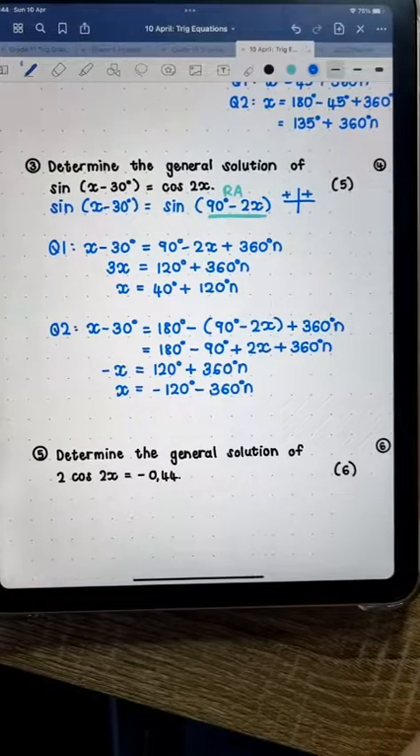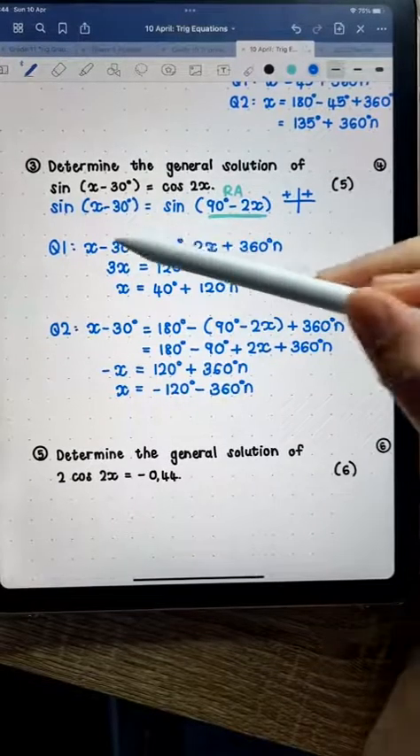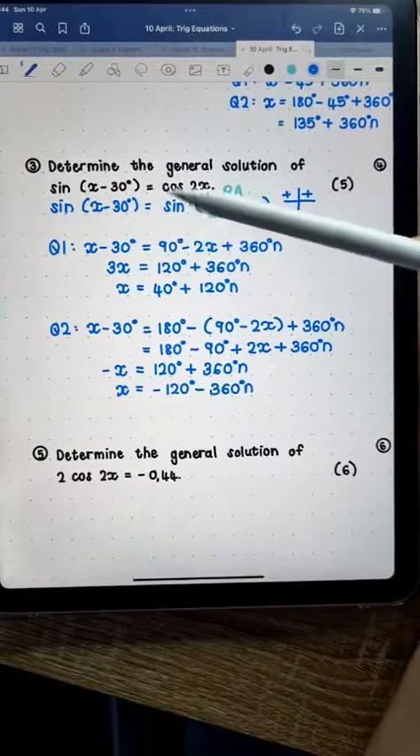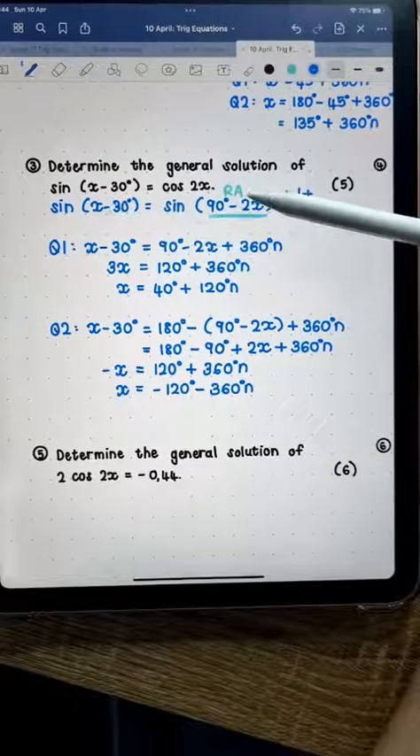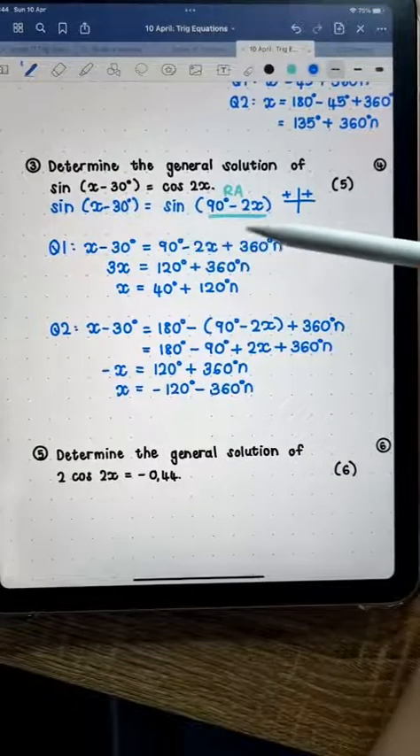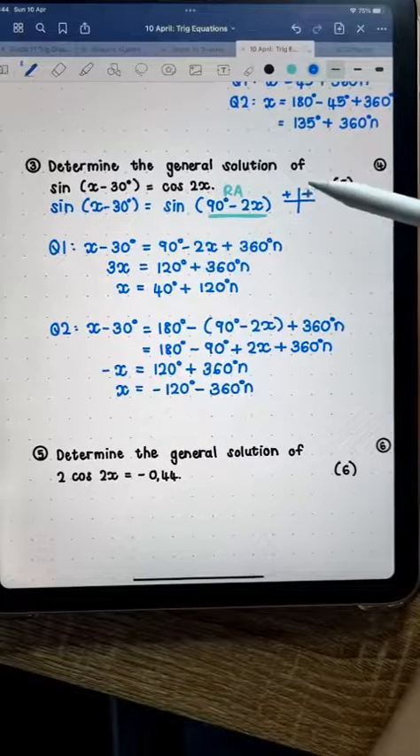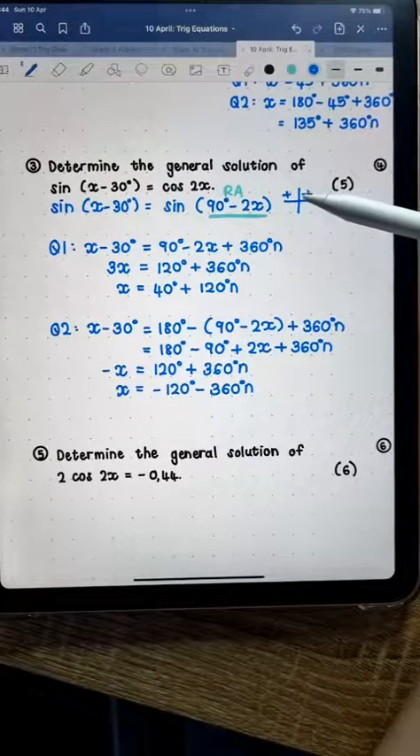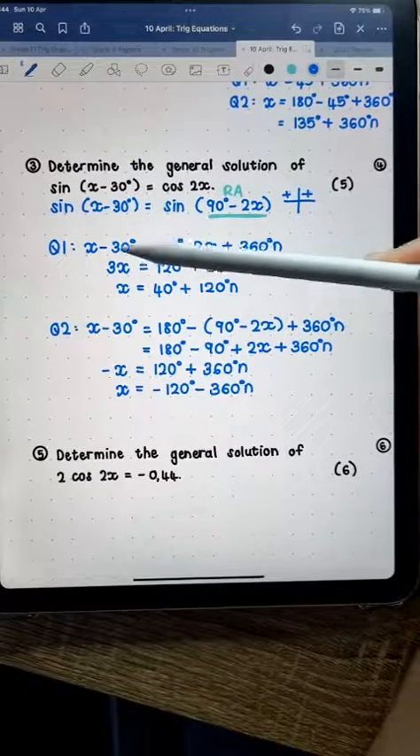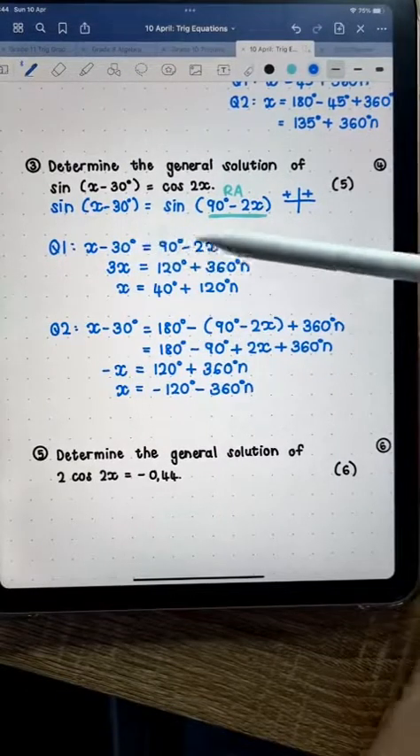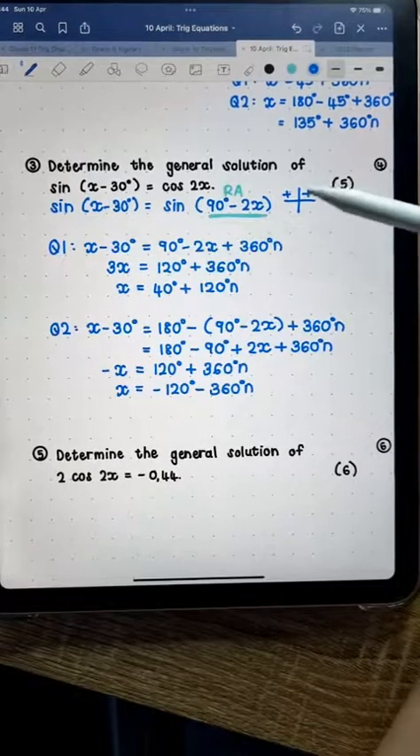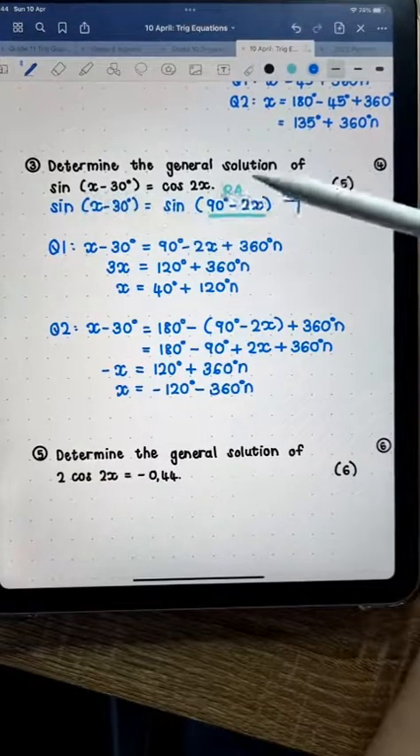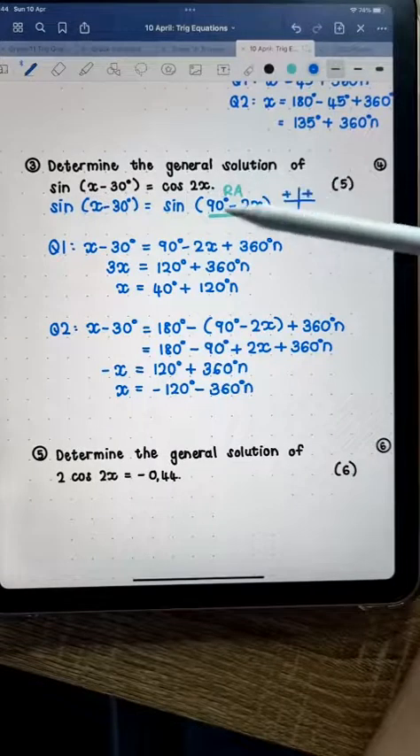Can you please repeat the second step? The second step is this one that you're referring to. The first step was changing cos 2x to sine of 90 minus 2x. And then here, this line here, just check. I'm not sure what you mean by second step. I'm not sure if it's that step or this one here. But what I did here was, in the first quadrant, if we have sine equals sine, then we can always say that the second angle is our reference angle.